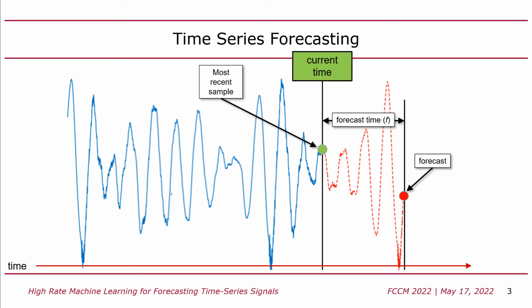This slide illustrates the challenge where the blue line here represents our signal, the green dot is the most recently read sample, and the red dot is the forecasted value of the future state of the signal, which is the future in the sense that it is f samples into the future. So in this case, we define f as the number of samples in the future we want to forecast, and of course the error would be the difference in the forecasted value versus the actual sample, which you won't know until the signal catches up with the forecast.